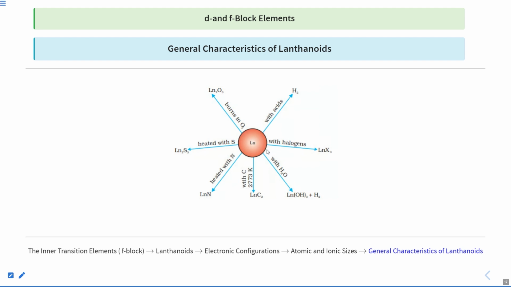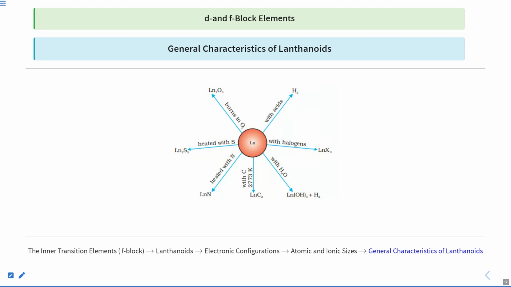Now, they react with H2O to give Ln(OH)3 plus H2. With carbon at 2773 Kelvin, it reacts to give LnC2, and when they are heated with nitrogen, they give LnN. Here also it has a +3 oxidation state. Here also, on heating with sulfur, they form the +3 oxidation state, which is Ln2S3.